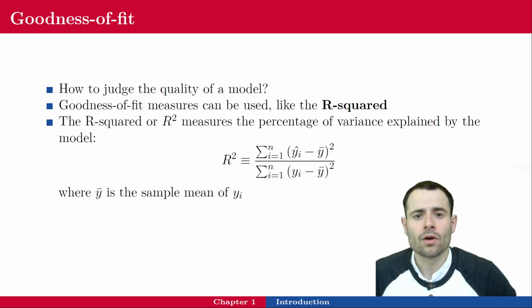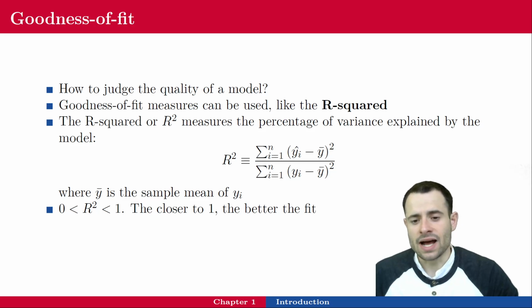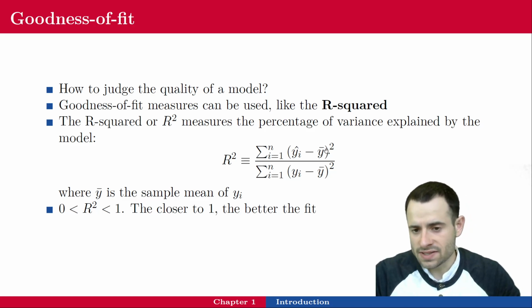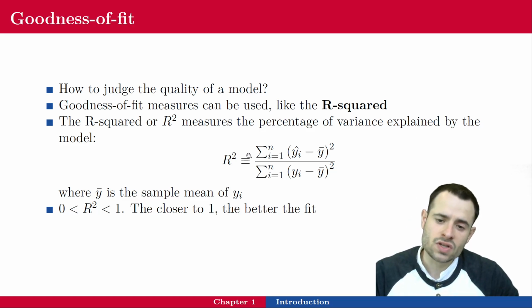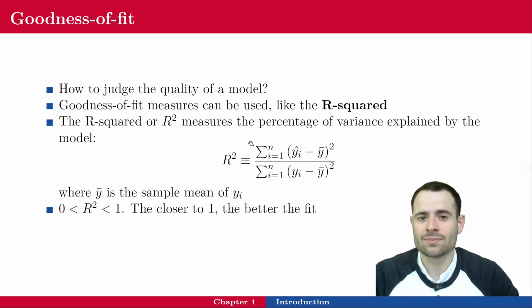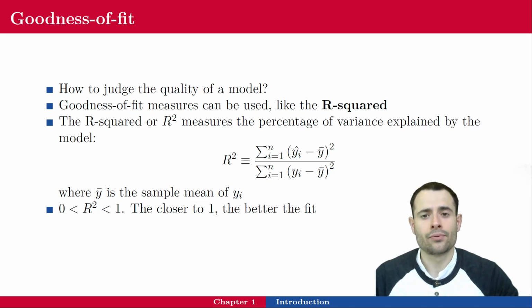So, it is a percentage, and it is always between 0 and 1. The closer it is to 1, the better the fit. This means that when it's close to 1, the top is close to the bottom. So it means that the variance explained by the model is very close to the variance of the actual data. So it means that our model is able to fit the data pretty well, pretty accurately.